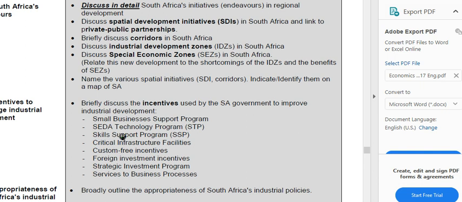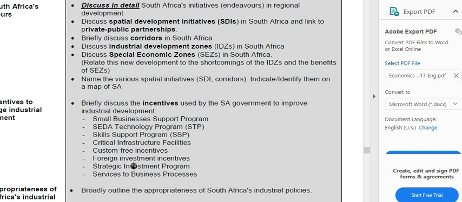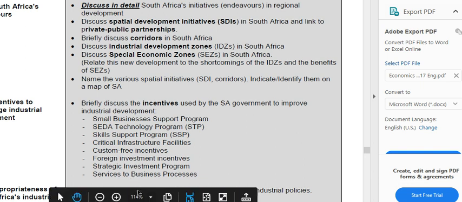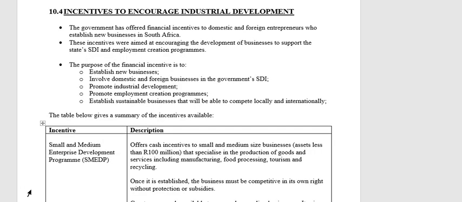We're going to look at the CEDA Technology Program, the Skill Support Program, critical infrastructure facilities, custom-free incentives, which are discussed by the IDZs, foreign investment incentives, strategic investment incentives, and then services to business processes. All right, so this is briefly discussed, so definitely not an essay question. Basically, this will be 8-mark discuss questions. They can use some of this for a dart response question or short questions.